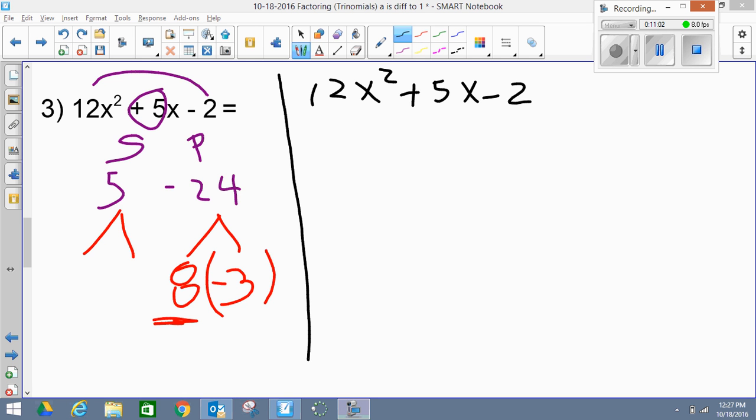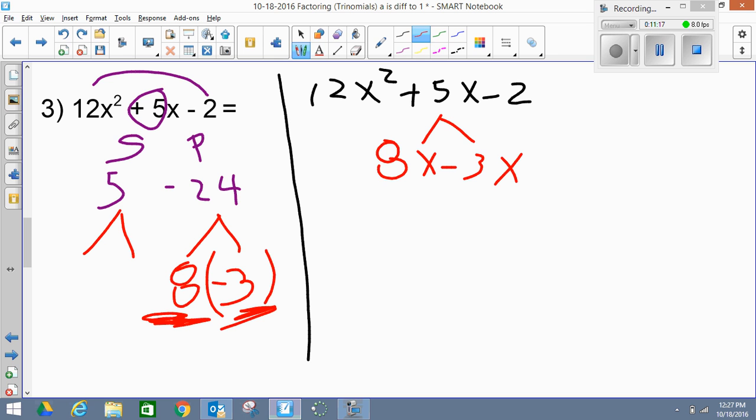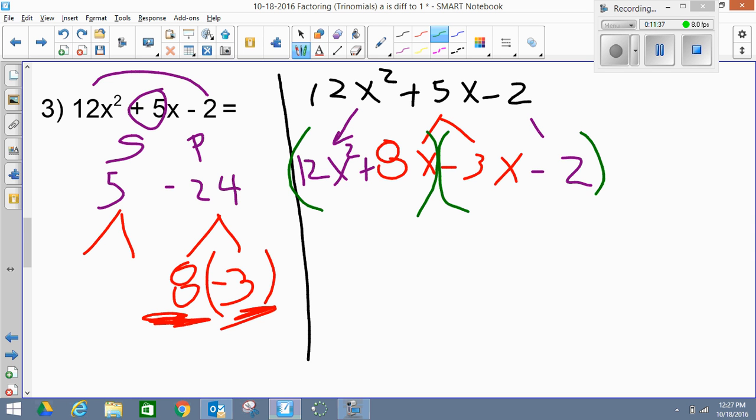So I have 12x squared plus 5x minus 2. I'm going to use the new two numbers to break the middle number. So 5x is going to turn into 8x, the first value, minus 3x, the second value. That's what I use those for. I bring down the negative 2, and I bring down the 12x squared, and it's going to be plus. So now I have 4 terms. 4 terms, make 2 groups of 2. So 12x squared plus 8x, and the second one will be negative 3x minus 2.